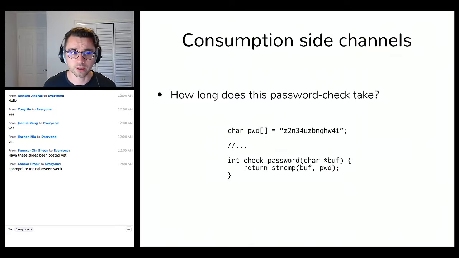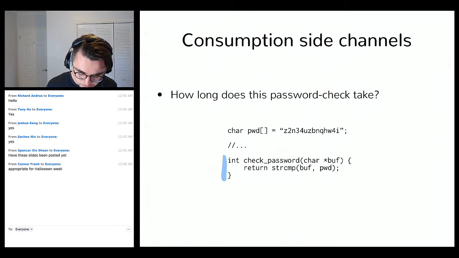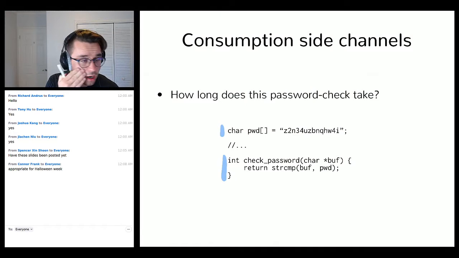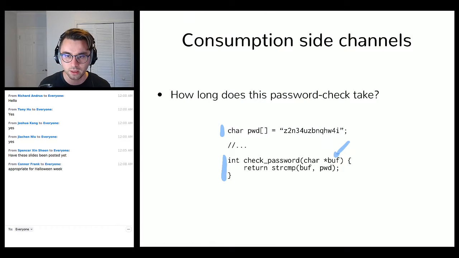So what is a consumption side channel? I want to start with the simplest possible example, which is a password checker. Suppose I'm implementing a password checker in C. I have int check_password, which is basically a wrapper around strcmp that compares my static password against whatever the attacker or any user might provide. So how long does this password check take? I'll leave it underspecified to see what you're thinking.